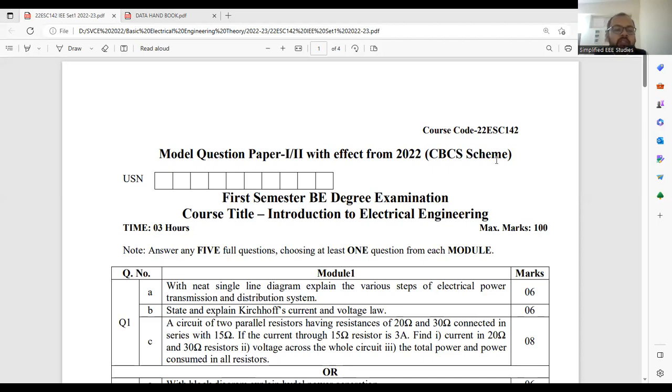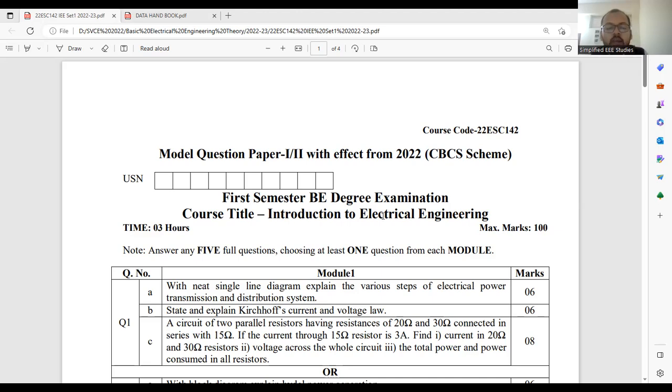In this session, I am going to discuss the model question paper for the subject Introduction to Electrical Engineering. It's a new scheme, effective from 22nd onwards. So I'll be discussing the particular question with the help of the data handbook. If you belong to Visvesvaraya Technological University, they are providing one data handbook. Let me explain how to solve this question with the help of those data handbooks. So let us get started.